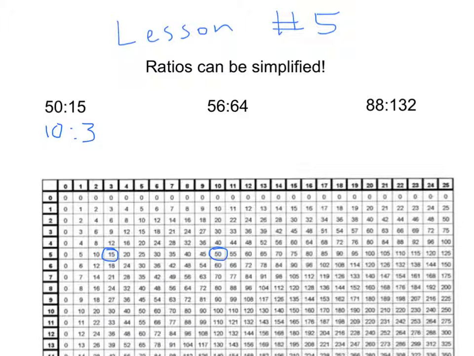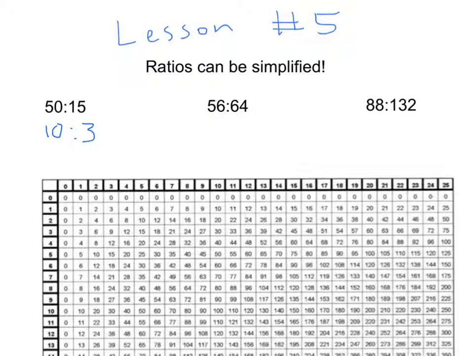Okay, so let's do the next one. So I have here 56 and 64. So again, if you want to find that one number that goes into both numbers equally, we need to look at our times table and find the 56 and the 64 in the same row.